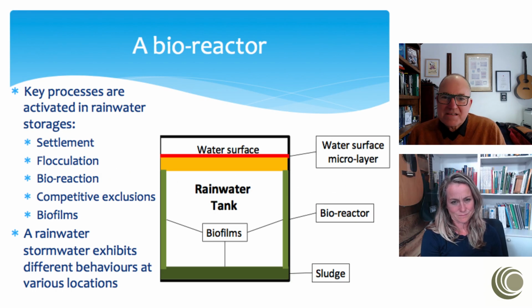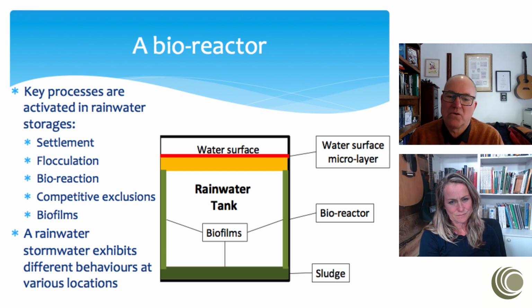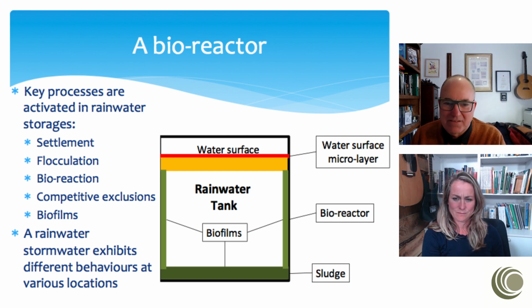Just some key processes for introduction later on in the course. The rainwater tank or rainwater storage is actually a bioreactor. So you have biofilms on the walls and a biofilm on the bottom, which in Australian lingo they also call a sludge. And there's a water surface microlayer on the water surface, which was discovered by a medical scientist in 1912, by the way, so this isn't new.